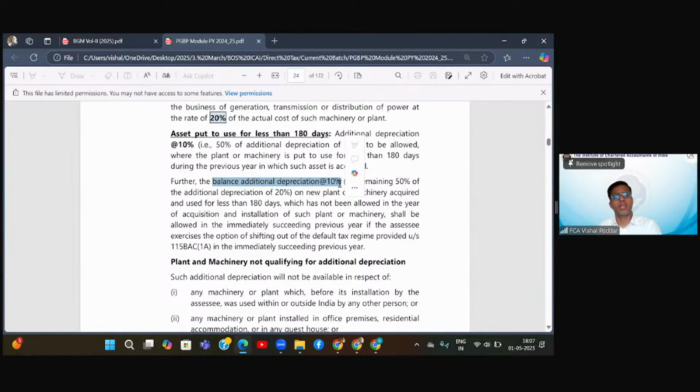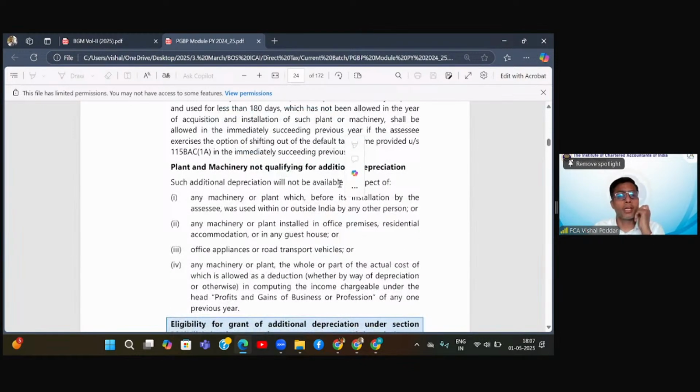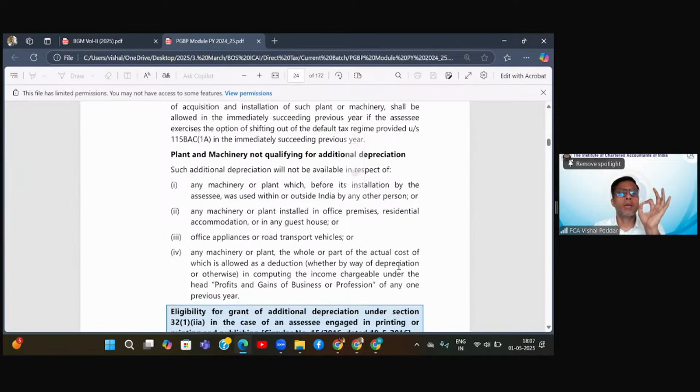Thereafter, that asset will never be eligible for additional depreciation. Again, whenever you buy a new asset, the new asset will become eligible for additional depreciation again in the first year. Then they have given on what items additional depreciation is eligible and not eligible. I had given you a simple rule. It is available on new plant and machinery which is used in production and which is not having the depreciation rate of 100%.